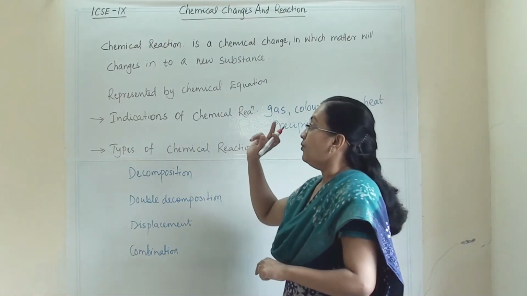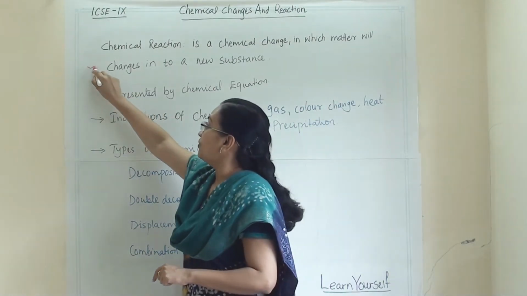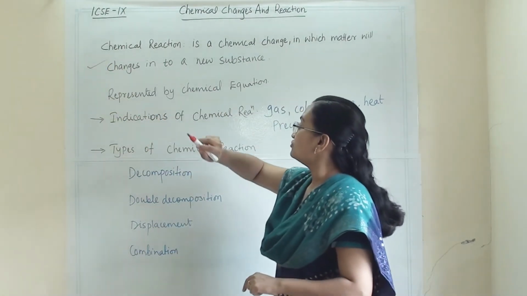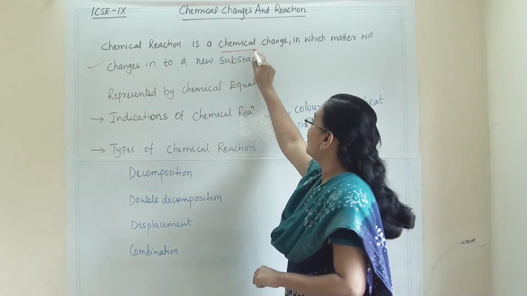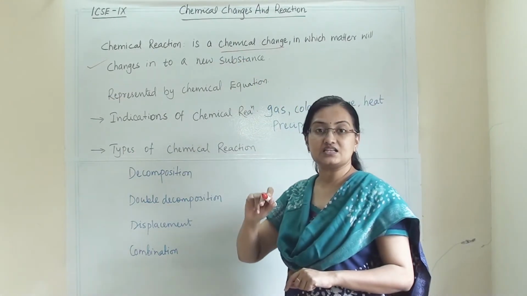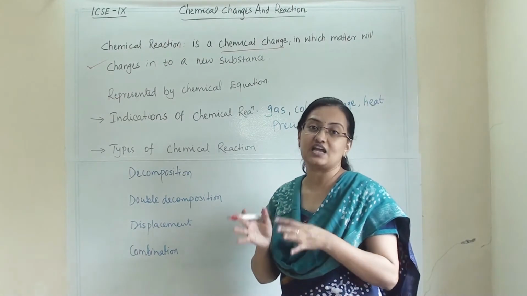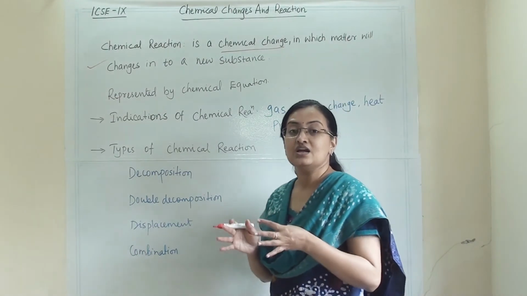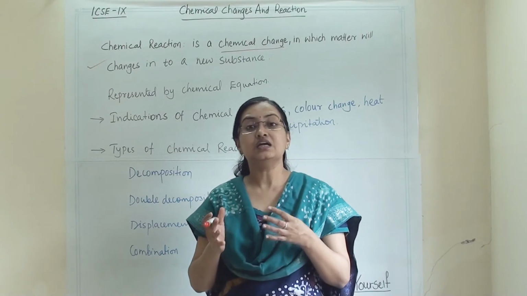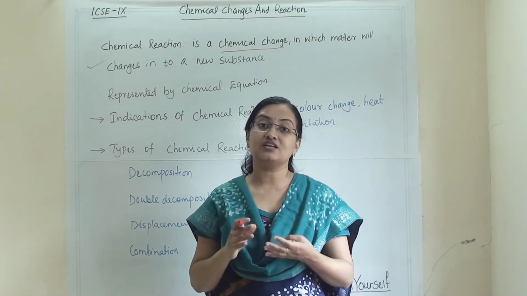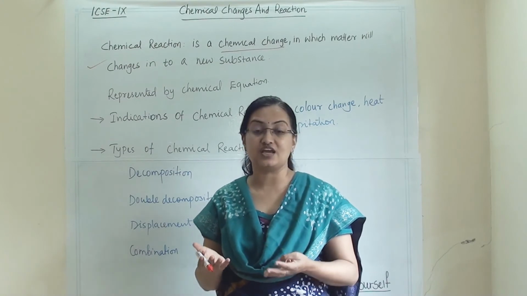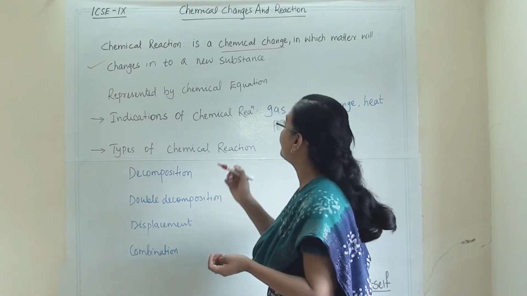Now let us first study what is a chemical reaction. So a chemical reaction is a chemical change. We have studied physical change and chemical change in 8th standard. In that we have thoroughly studied what are the indications of chemical change and what are the indications of physical change and their characteristic properties.